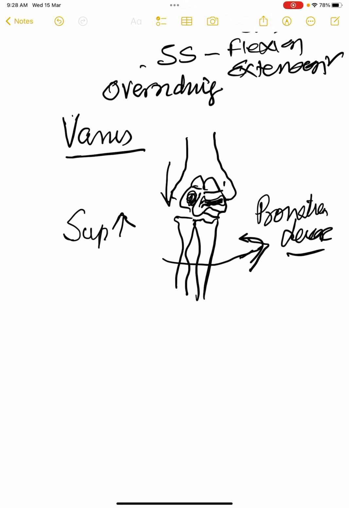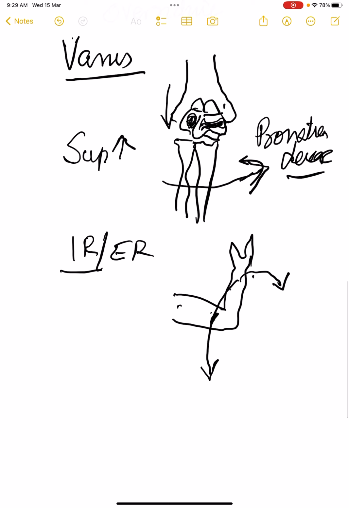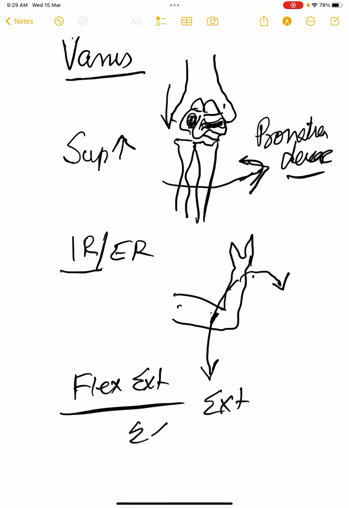Same way, if you want to say internal rotation or external rotation, then with a flexed elbow, if there is an internal rotation at the lower end, then internal rotation of the shoulder will increase and external rotation will decrease. Okay. And if you want to say flexion extension, and if there is an extension deformity, extension will increase and flexion will decrease.